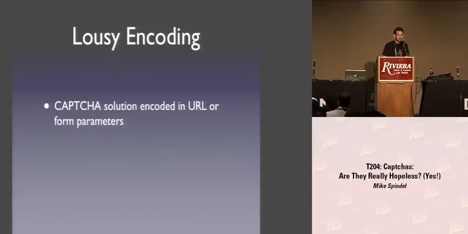Another common problem in low-end CAPTCHAs is that the encoding is lousy. For example, the solution of the CAPTCHA is included in a form parameter in, say, ROT13. This is usually done in the name of the mythical horizontal scalability, because we don't want any server-side state. We don't want to have to remember what the solution is. So we just encode it.